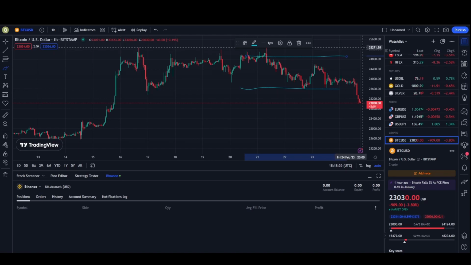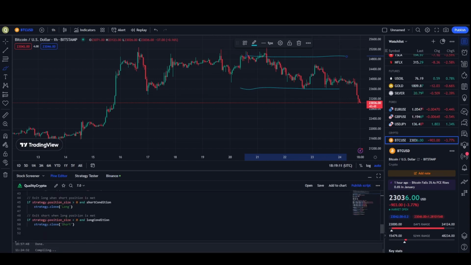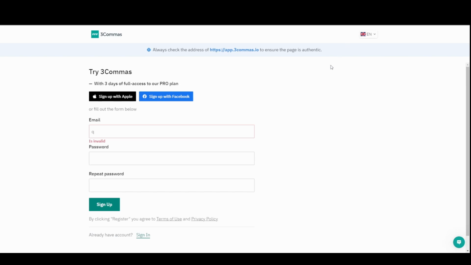I've also figured out, looking at another video, that we do need to connect something else in order for us to have our Pine Editor code coexisting with Binance. It's not like I thought. We've got Binance connected to TradingView, and we now need to connect something else, which is called 3Commas. I haven't signed up yet. We're going to do it all together. Essentially, it's the middleman for what we want to do.